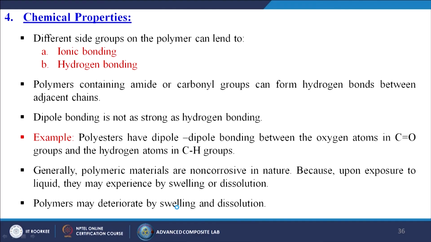Now, we are going to discuss the chemical properties of polymers. Different side groups on the polymers can lend themselves to ionic bonding and another one called hydrogen bonding.